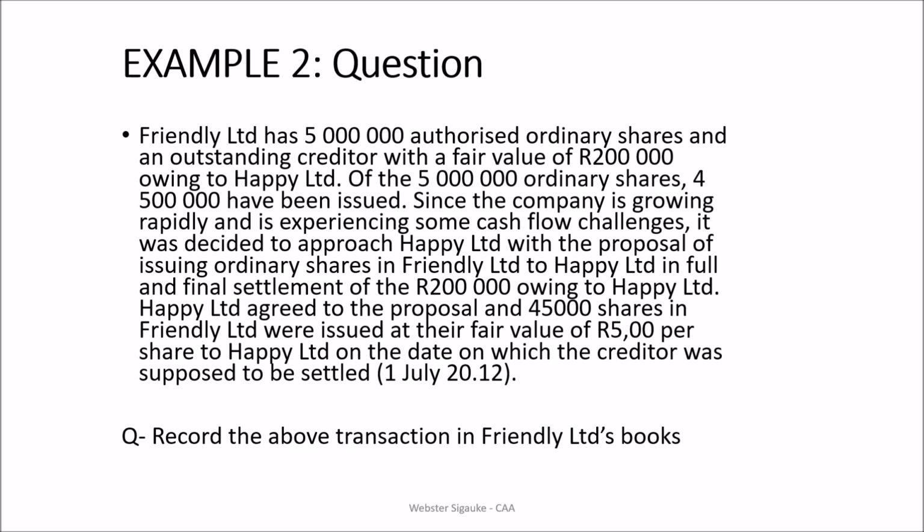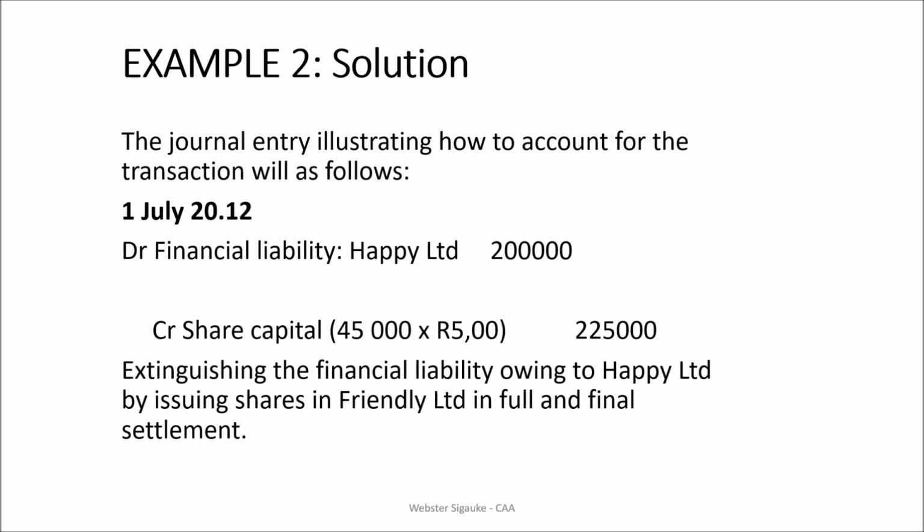In the alternative case, the difference is that Happy agreed to the proposal of 45,000 shares. So in this case, they're not trying to link the value of the shares to the liability outstanding, so they're probably getting a higher value. Your share capital will be recognized at its fair value, which is your 45,000 times 5, and you derecognize your financial liability at its carrying amount. The difference is therefore a loss on settlement of 25,000.